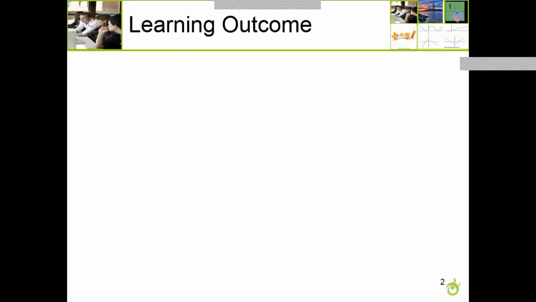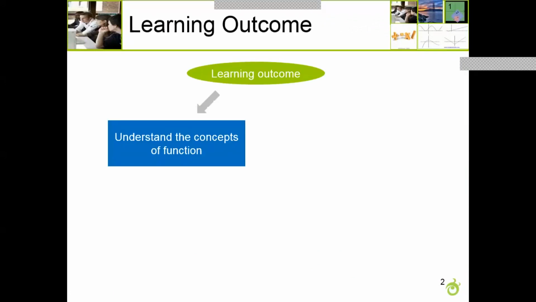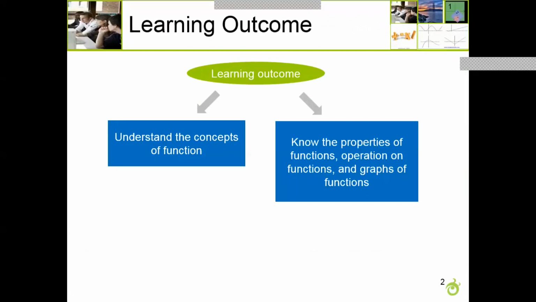So this is the learning outcome for this subtopic. You need to understand the concept of function, and you need to know the properties of functions, operations on functions, and graph of functions.